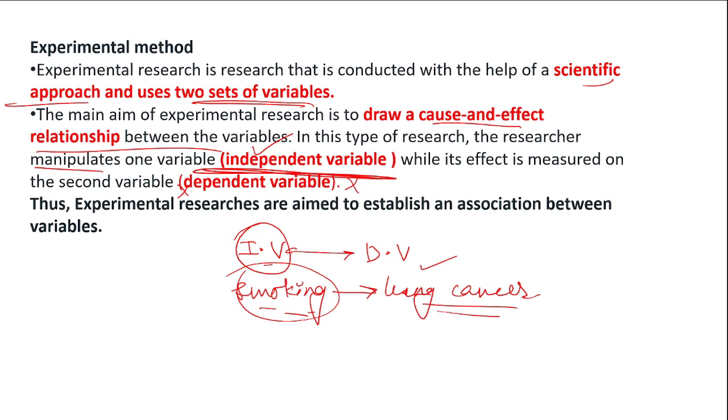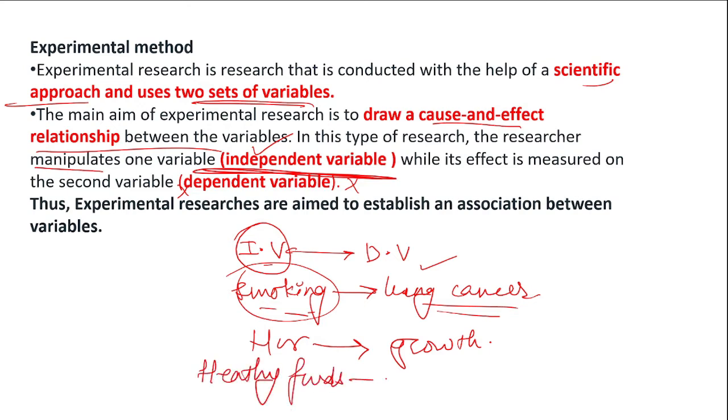Let's see another example. Horlicks increases or improves the growth in children, and healthy foods improve the health. Okay, so these are the examples in which the independent variable shows what is the effect on its dependent variable. Okay, so this is all about experimental research. I hope it's clear to everyone.